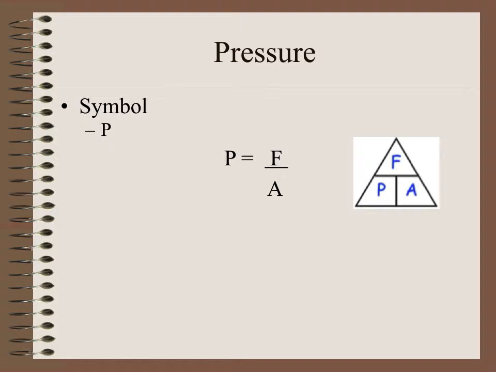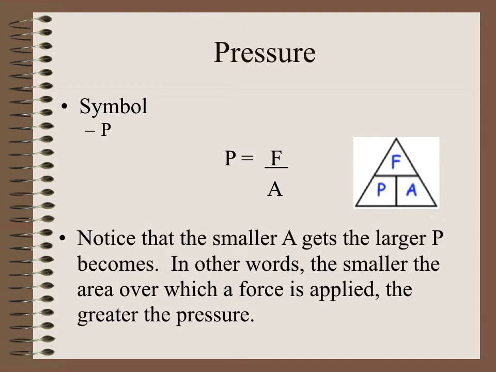Now, one thing to notice about this fraction is that the smaller the area gets, the larger the pressure becomes. Or we could reverse that. The larger the area, the smaller the fraction. So the smaller the pressure becomes. So the smaller the area, the greater the pressure. The larger the area, the less the pressure.